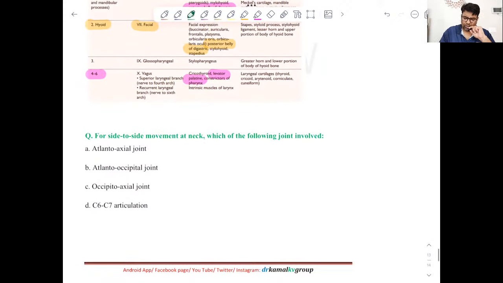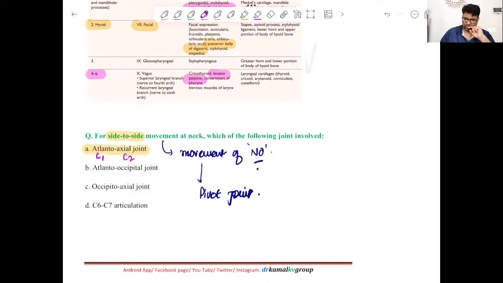Chalo. Now this is again a very basic question. Side to side movement at neck, which joint? Side to side, it's actually the movement of no. So if you want to say no to someone, you will do this movement, and that is side to side movement. And I think most of you might agree that this is a movement occurring at the pivot joint, which is C1 C2, right? So this is C1 C2.